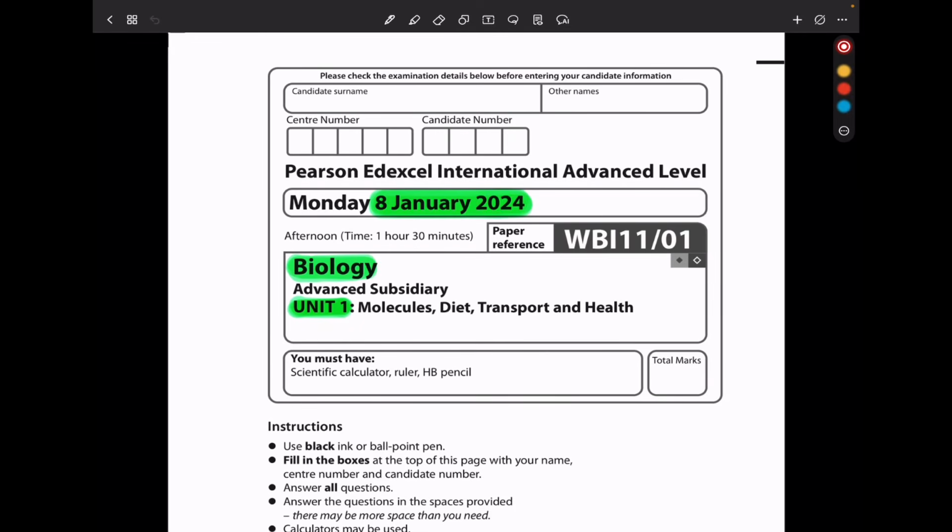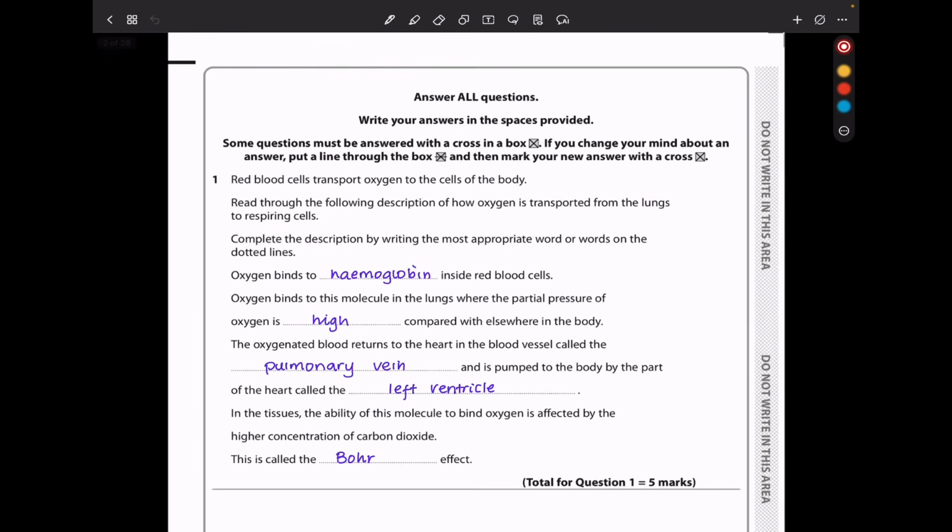Today we are doing the Pearson Edexcel International A-Level Biology Unit 1 for January 2024. Let's begin with the first question. In question 1, red blood cells transport oxygen to the cells of the body. Read through the following description of how oxygen is transported from the lungs to respiring cells. Complete the description by writing the most appropriate word or words on the dotted lines.